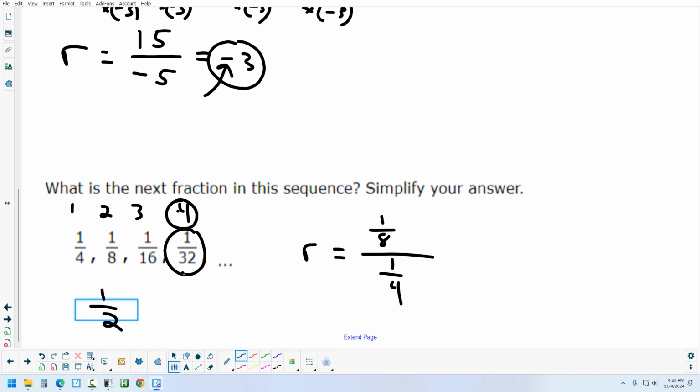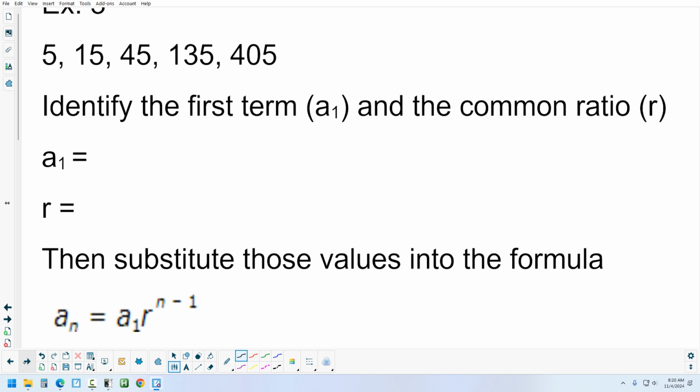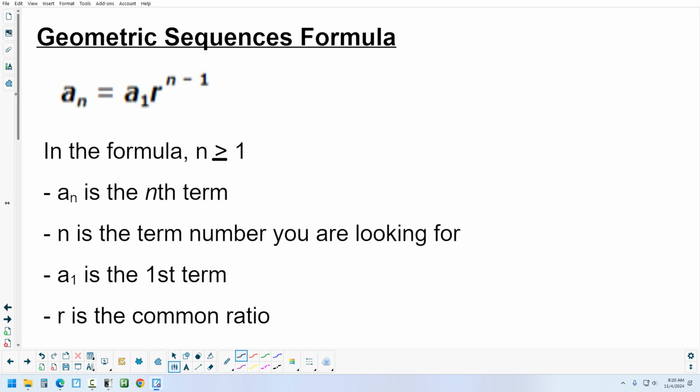What else isn't that great about doing it that way? It would take all day. Yeah, it's going to take a really long time to get to the 200th term. If I had to get to the 6th or 7th term, that's not bad. But the 200th? No, I need a better way to do it. So that's what we're going to come up with: the formula.